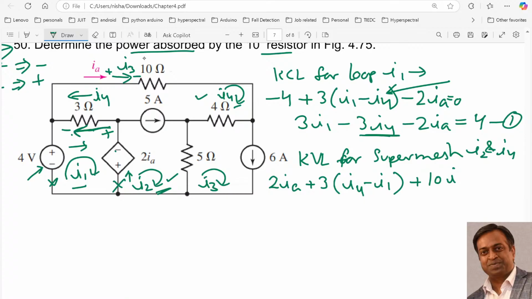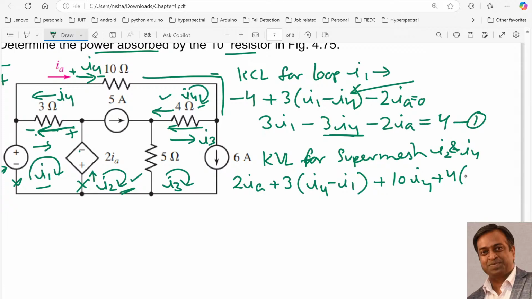Now let me change this also. It is I4, so it is 10 I4. Now coming from here, I will then come to this 4 ohm. In this 4 ohm, one current I4 is flowing in the same direction, whereas one current is in the opposite direction, which is I3. So we will write it as plus 4 I4 minus I3, right?